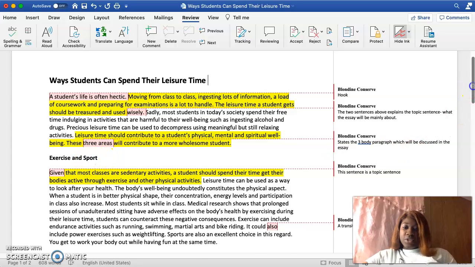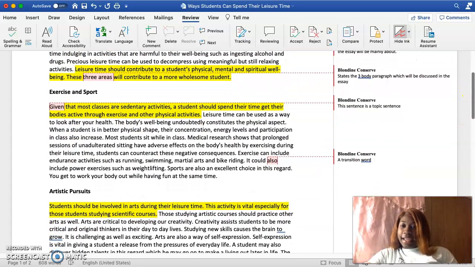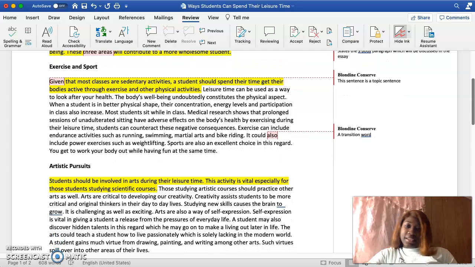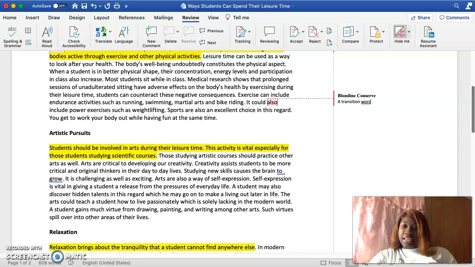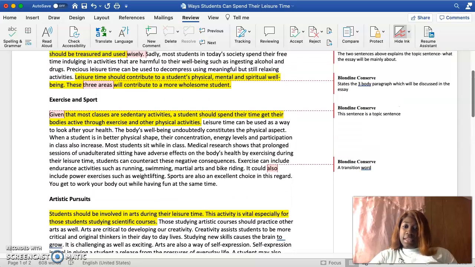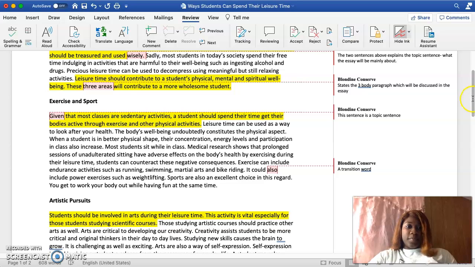And then, as you can see, I highlighted the first and second sentences in each of the three body paragraphs. It's because I feel as if it's the topic sentence. A topic sentence usually occurs at the beginning of the paragraph or the end. And in this case, I thought it was in the beginning.